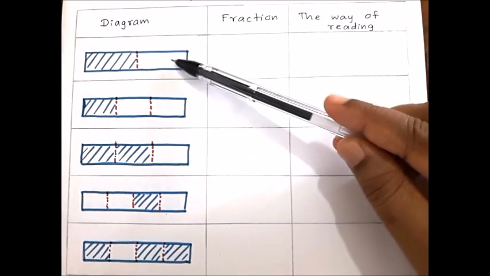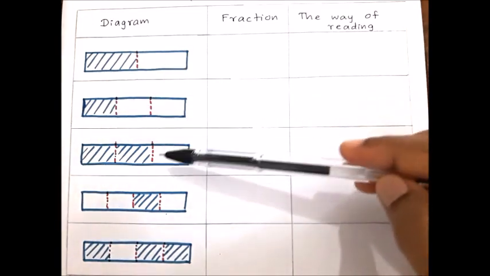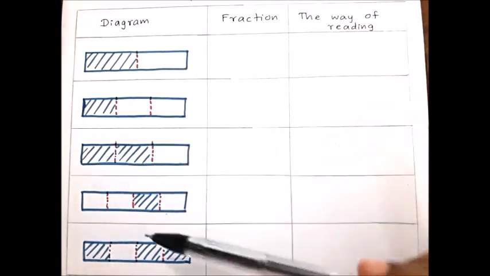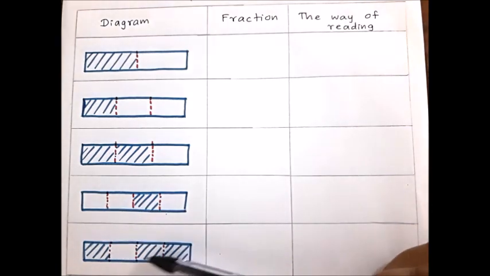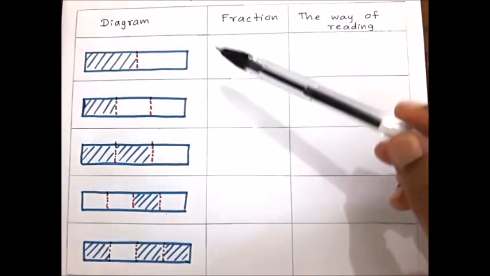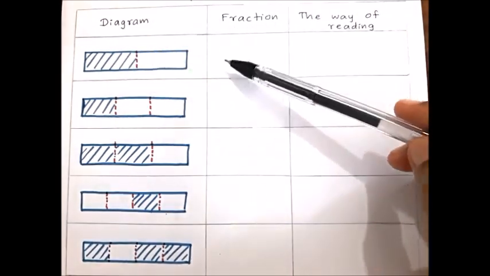The first rectangle is divided into two parts. The second one is divided into three parts. Here also divided into three parts. This rectangle is divided into four parts. And here again divided into four parts. Here I am going to write the shaded part as a fraction.